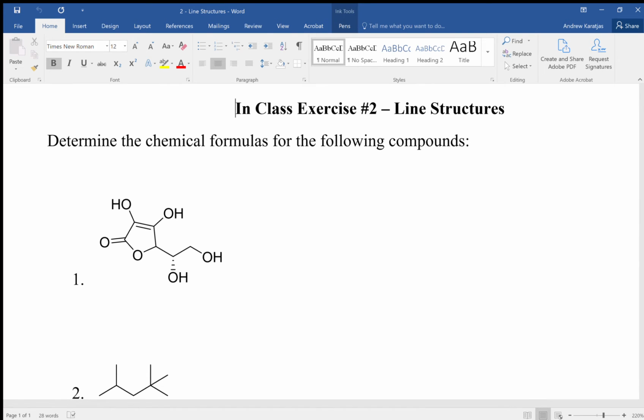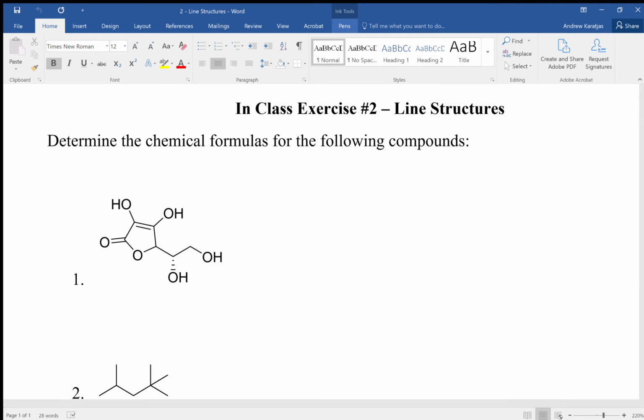Alright, so now let's go over this. This is in class exercise number 2. What I'm looking for you to do in these first few problems is to convert these line structures into chemical formulas. So basically determine how many carbons, how many hydrogens, and so on are in each of these molecules.